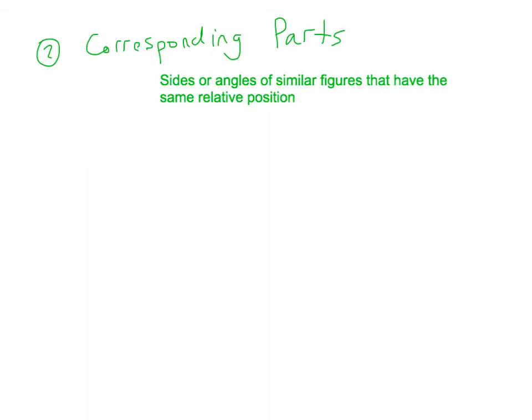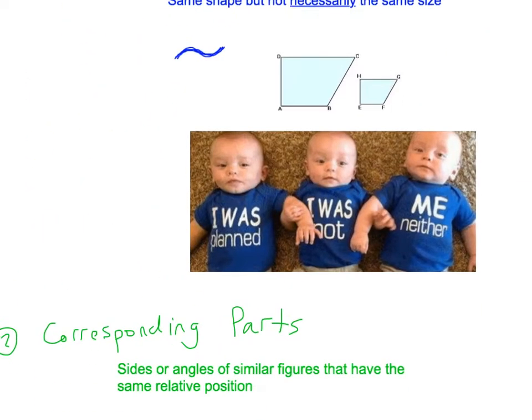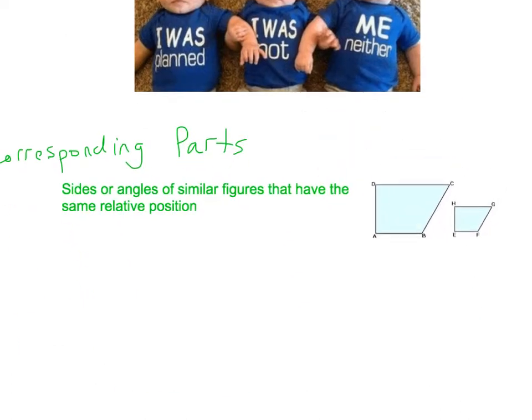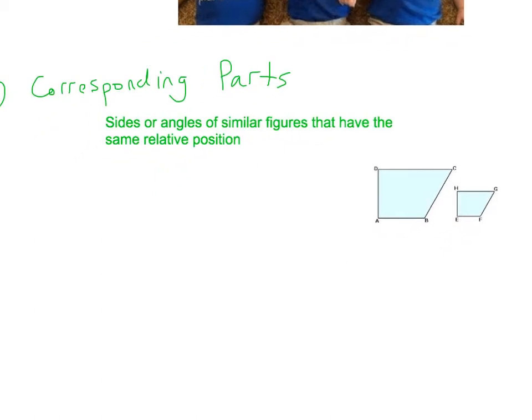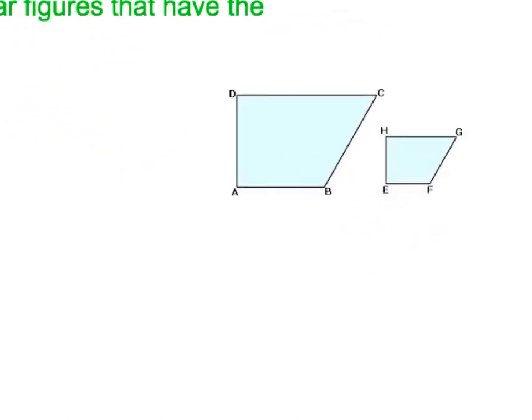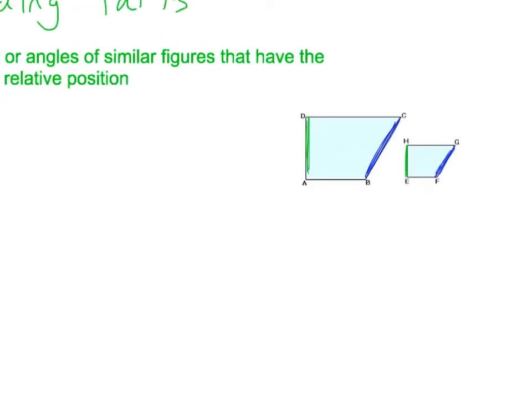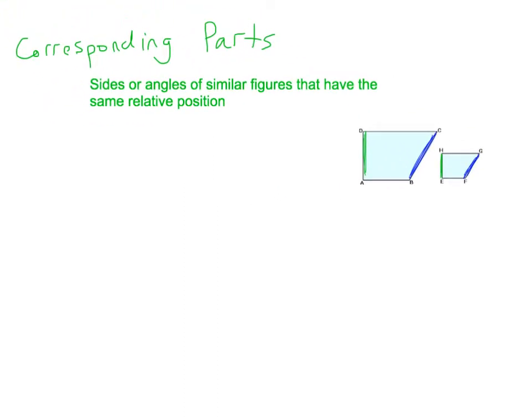So let's go back up here, right? All right, so what are the corresponding parts here? Well, I would go down here and say, you know what? AD and EH are corresponding. Why? They have the same relative position. All right, I would say that GF and BC are also corresponding parts. Why? They have the same relative position. Now you might get in a situation though where you see something like this.